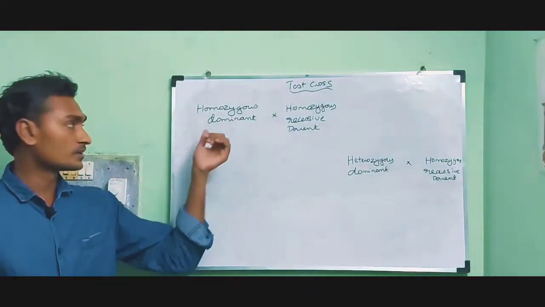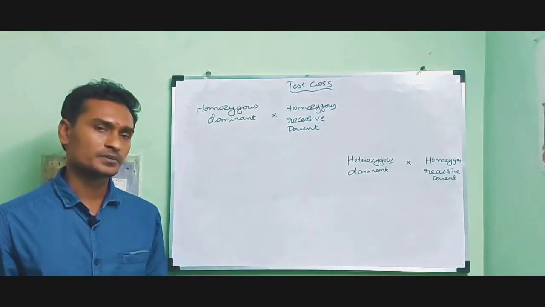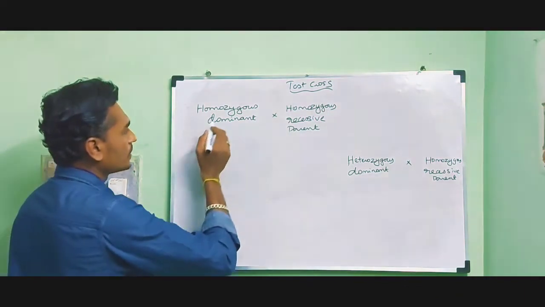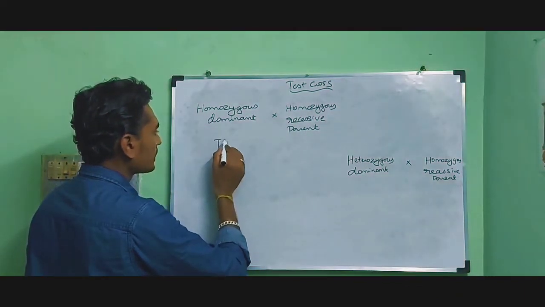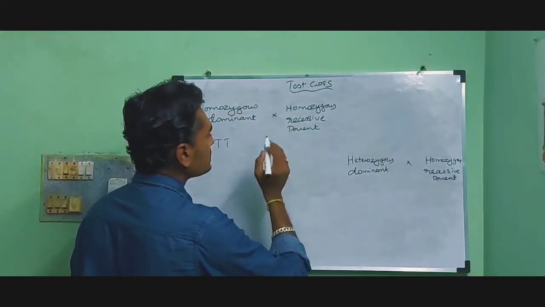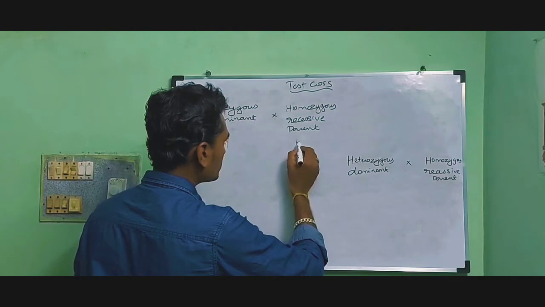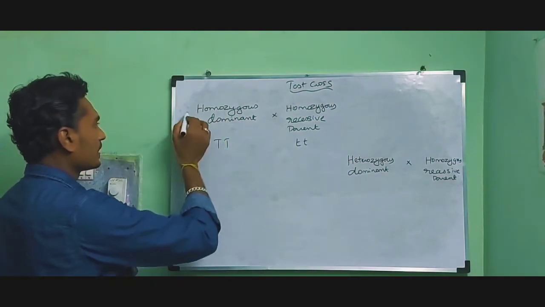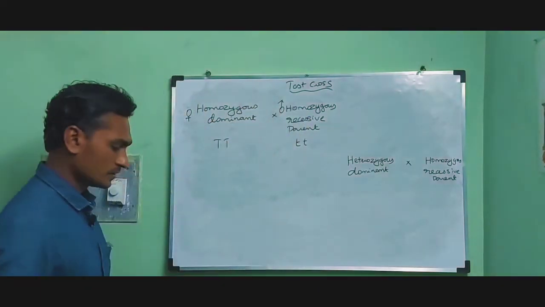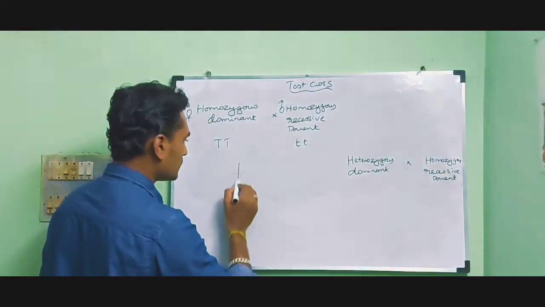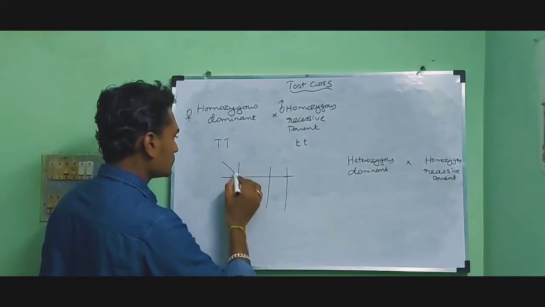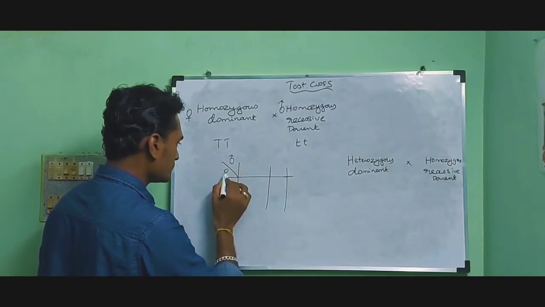First we go with the homozygous dominant parent. Here the genotype of the homozygous dominant is capital T capital T, and the homozygous recessive parent genotype is small t small t. This plant acts as female and this plant acts as male. Now we are going to plot the gametes in the Punnett square. So this is male, this is female.